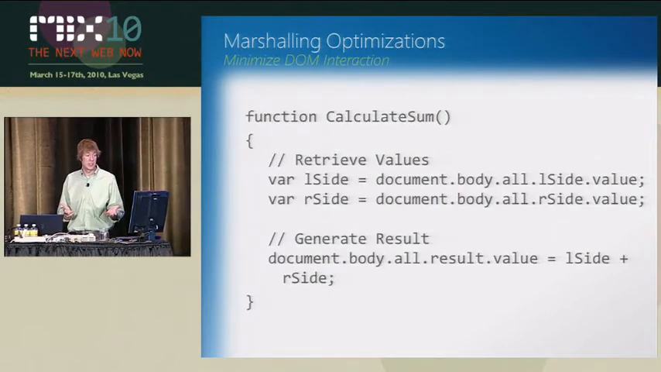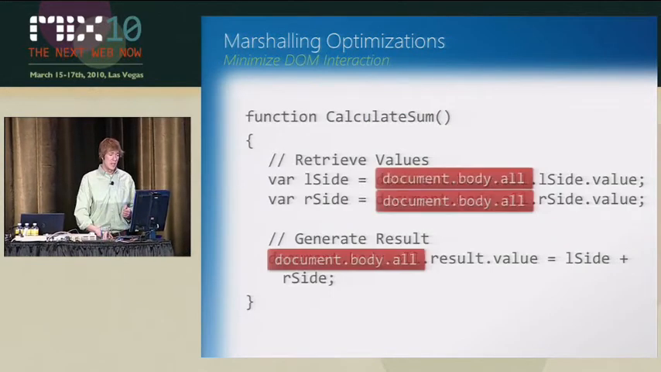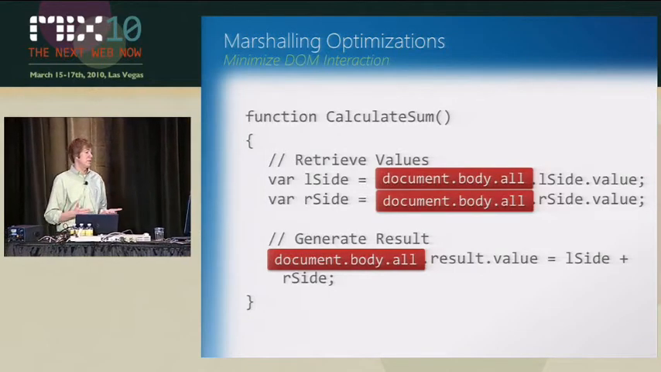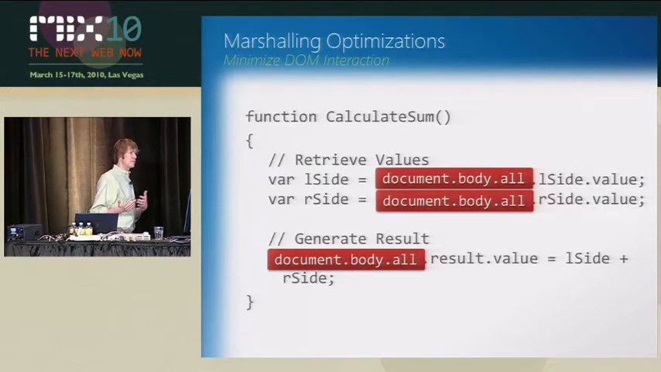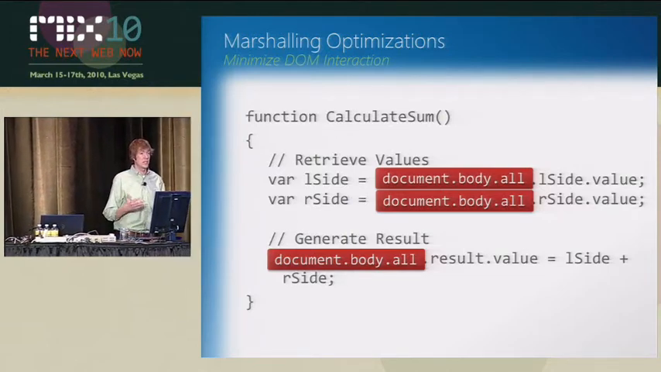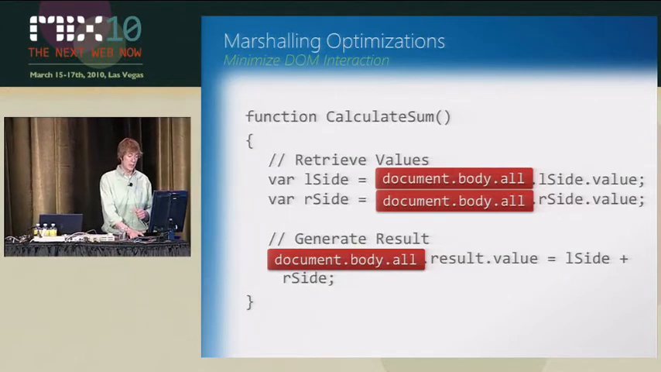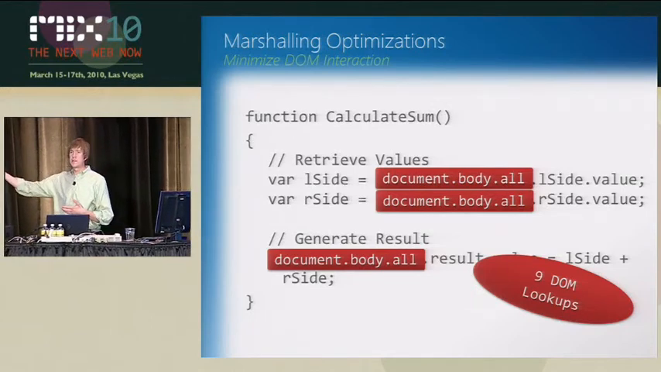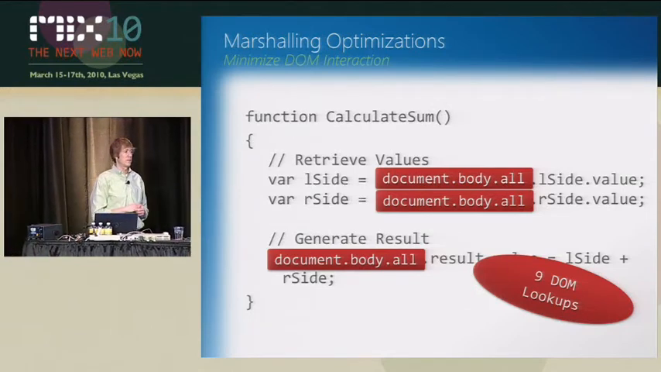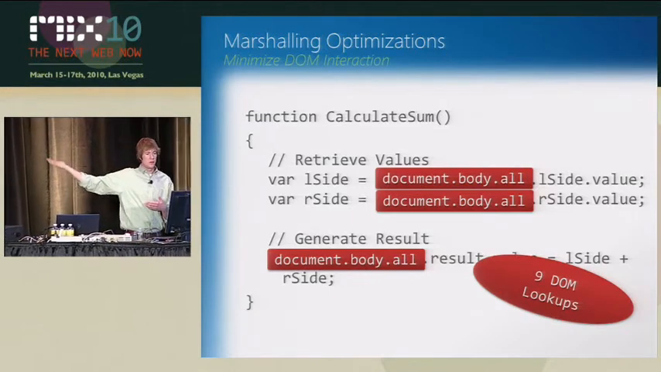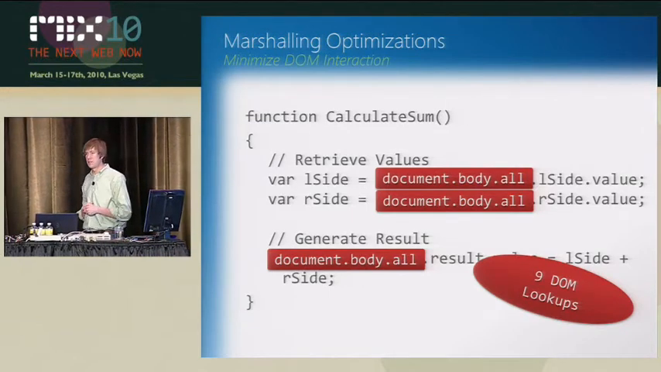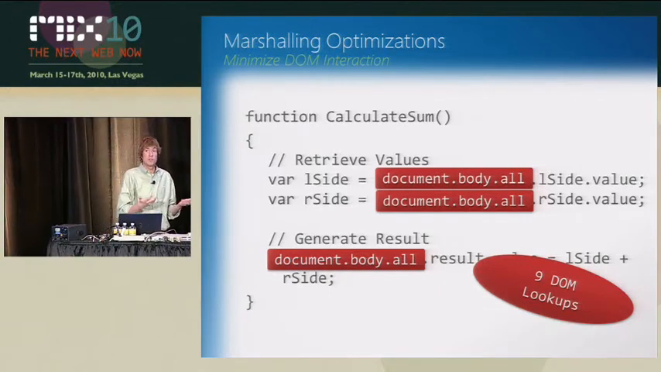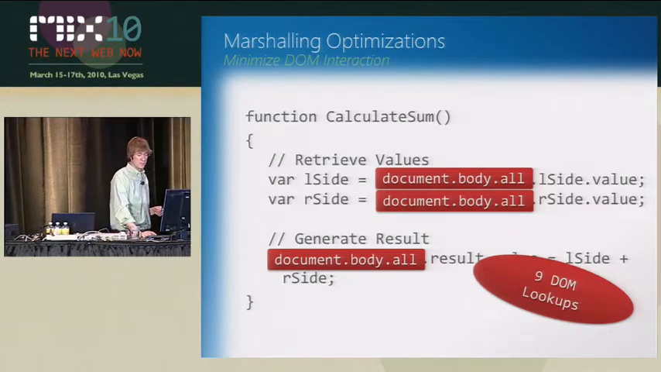In this function, calculate sum, you'll see that 3 times I actually interact with the DOM. And all 3 times I call document.body.all. On the surface, this may look like 3 DOM interactions. But in actuality, it's 9 DOM interactions. And that's because I first call document. So I cross over to the DOM, and I get the document and bring it back to the script engine. I then have to call over to the DOM to get the body, bring it back to the script engine. And then finally, cross over the DOM to get all and bring it back. So this results in 9 lookups.